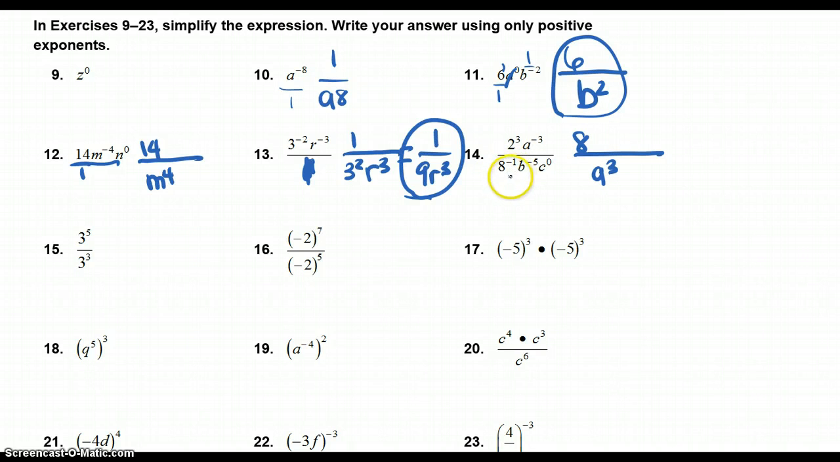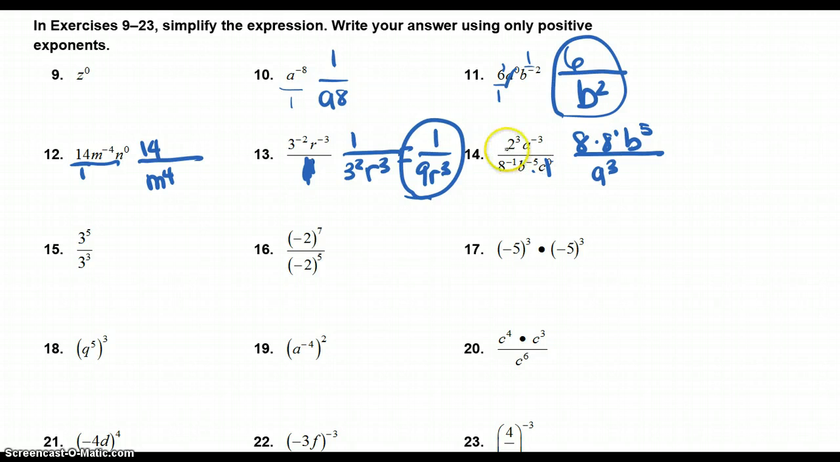So down here, if it's a negative exponent in the denominator like this, remember it's really like 1 over 8, which would really be the reciprocal of that. So it becomes an 8 on the top, 8 to the first power in the numerator. B to the negative fifth, I need to put up here. And then C to the 0, that's really just 1.